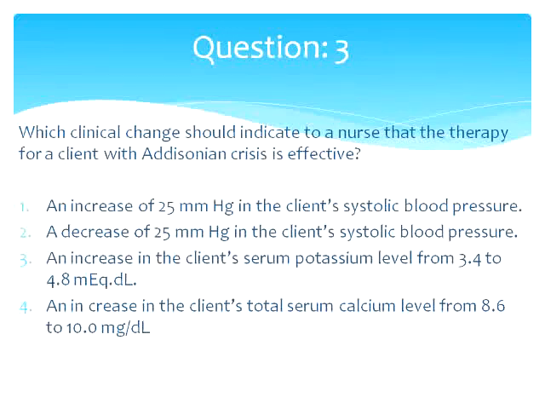Good job, guys. Which clinical change should indicate to a nurse that the therapy for a client with Addisonian crisis is effective? How many say 1? That would be the 1. Remember, they're the ones with the postural hypotension, the low sodium.